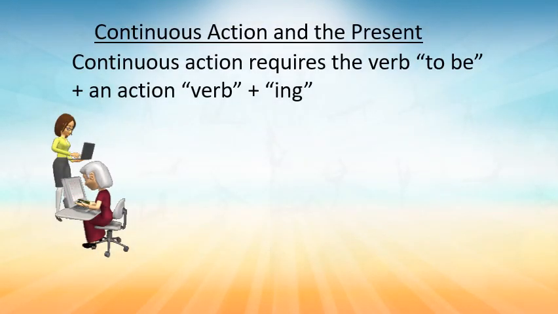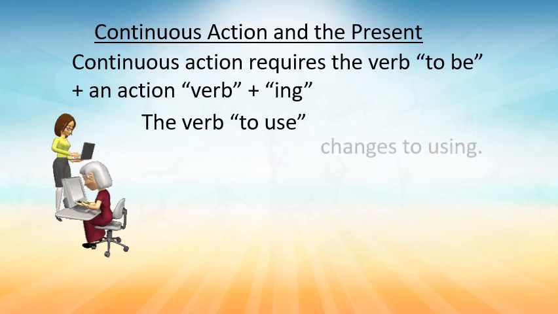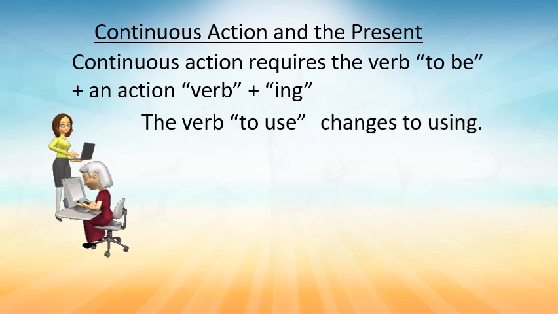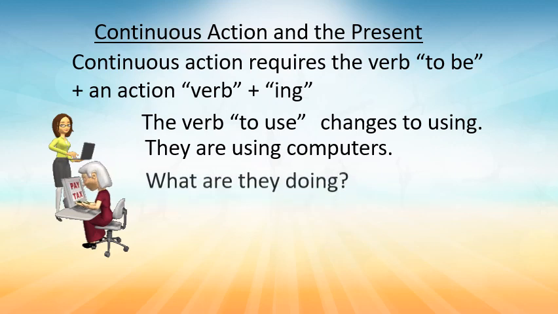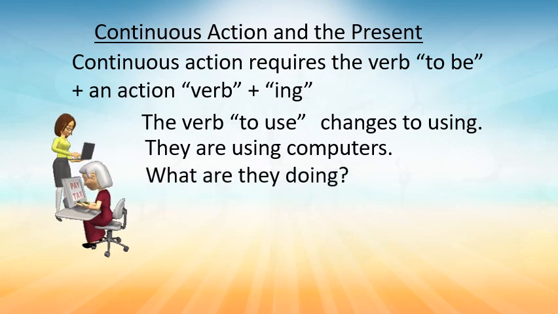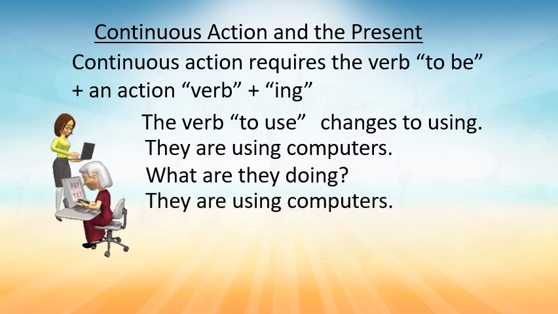Continuous action and the present. Continuous action requires the verb to be plus an action verb plus ing. The verb to use changes to using. They are using computers. What are they doing? They are using computers.